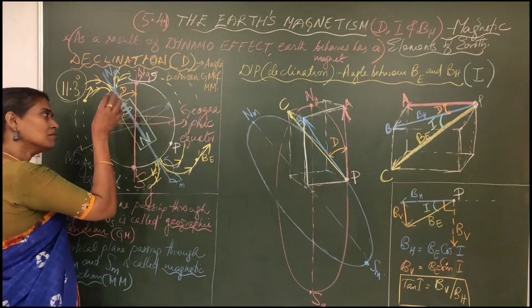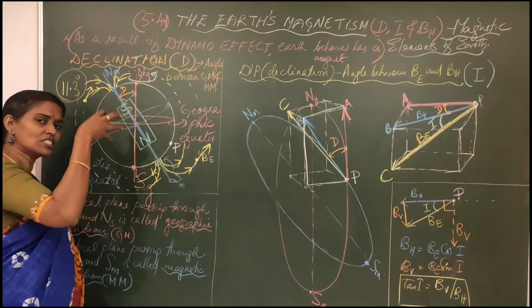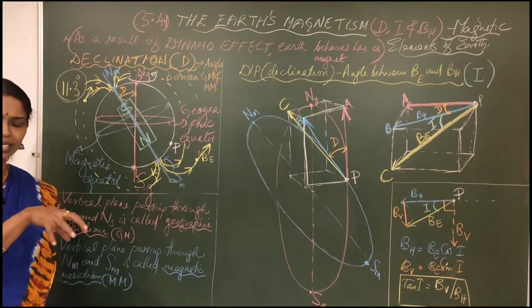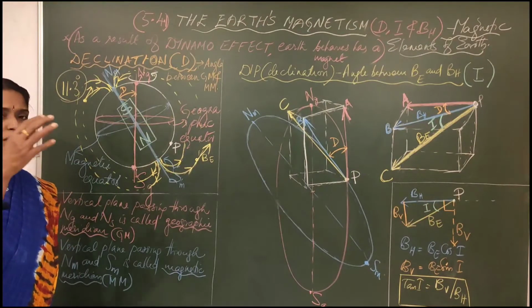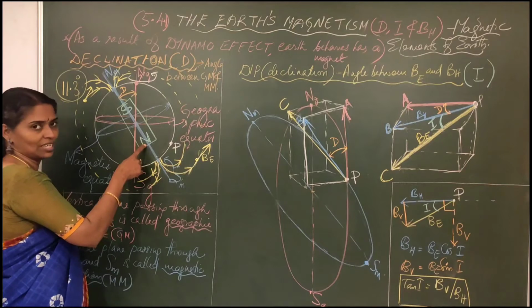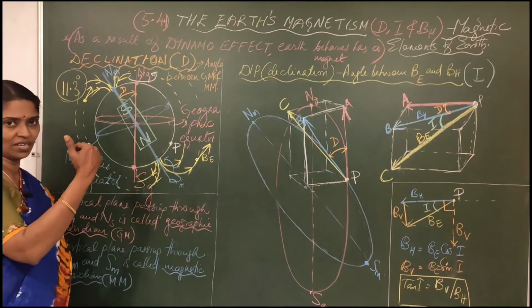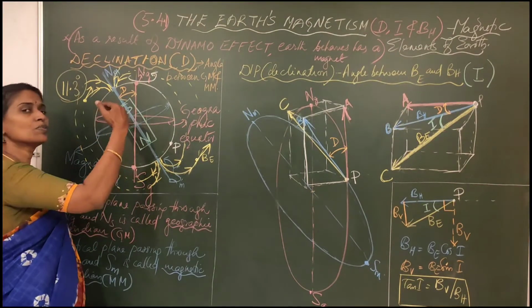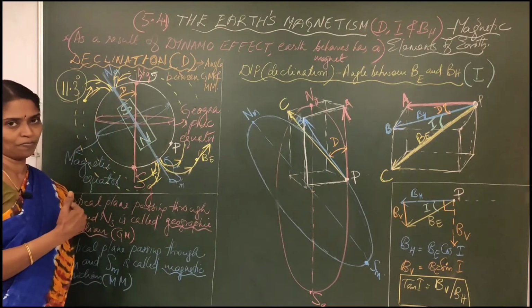So that bar magnet which is well inside, you don't actually have a bar magnet inside the Earth, but you can assume a magnet well inside the Earth whose north pole is situated in the southern hemisphere and the south pole is situated in the northern hemisphere.